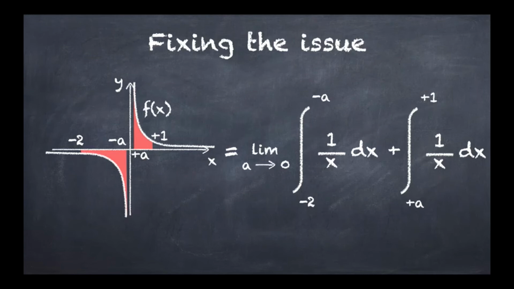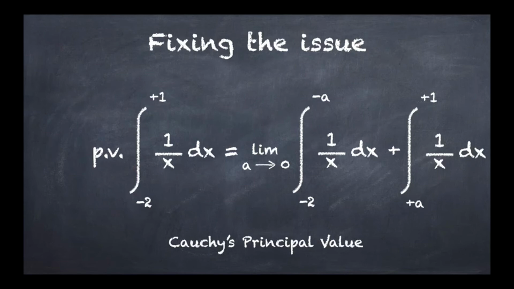So this particular strategy to make sense of integrals with graphs that have punctures in them is what is called Cauchy's principal value. Now the way they are denoted is like this: PV of the integral from -2 to +1 of 1 over x dx. Because the fundamental theorem of calculus holds for the individual sections, from -2 to -a and then from +a to +1, we can use the same strategy that we had used before. So we would get something like this.